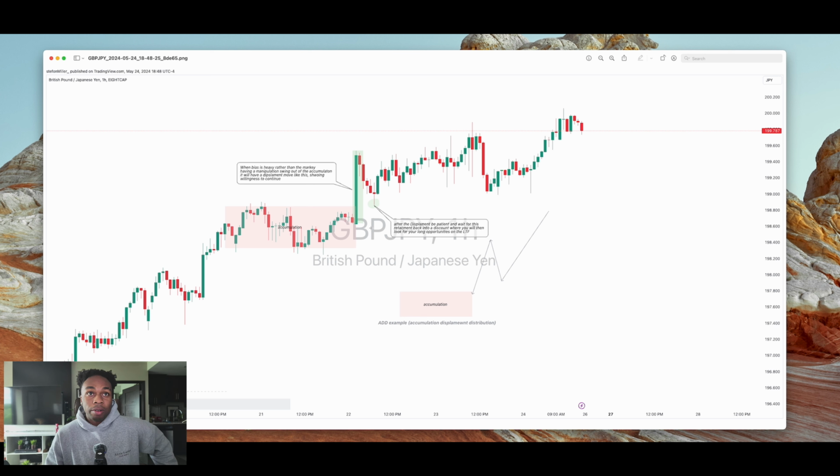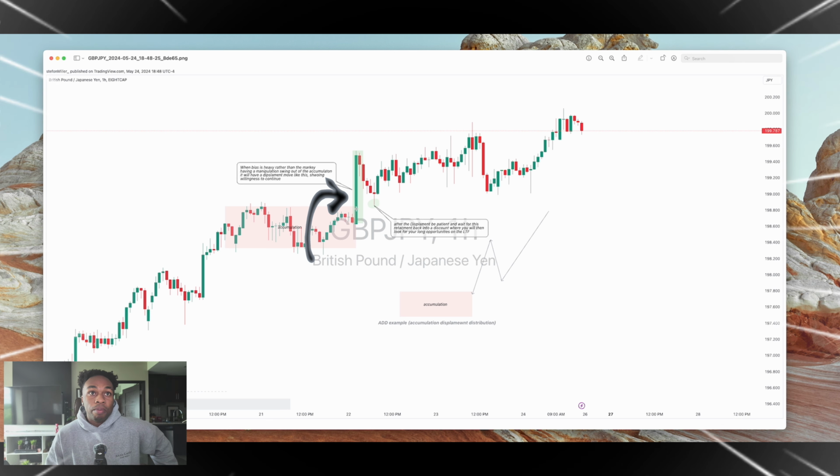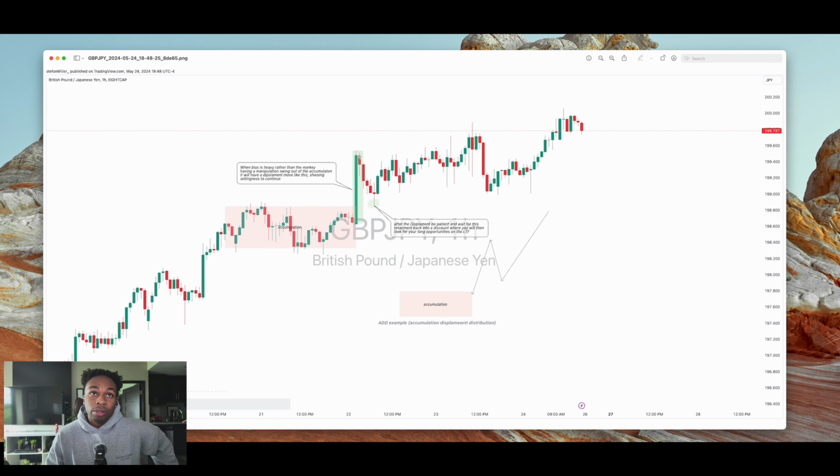So first you set up that. In this one, you see price heavily displace above the accumulation. It continued upwards and just had this big displacement, leaving this fair value gap here.